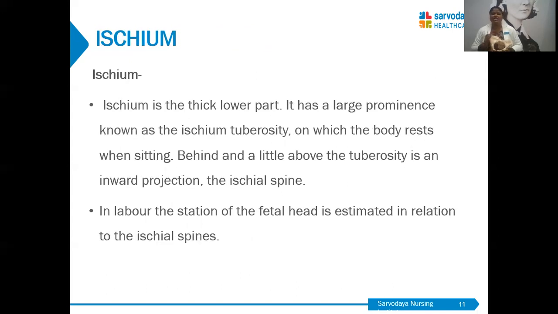Ischium. The ischium is a thicker lower part. It has a large prominence known as the ischial tuberosity, on which the body rests when we are sitting. Behind and a little above the tuberosity is an inward projection that is known as the ischial spine. This one is the ischial tuberosity and this one is the ischial spine. So these are the parts of the ischium.